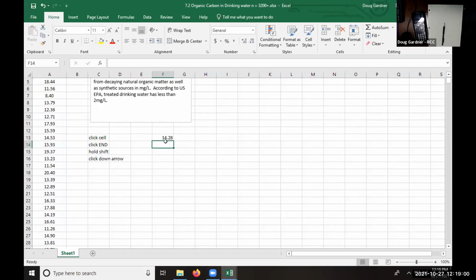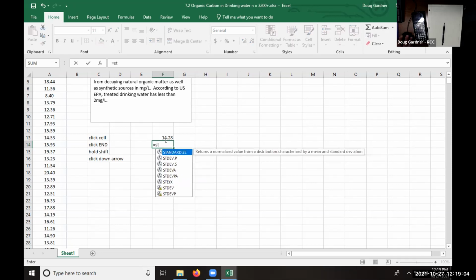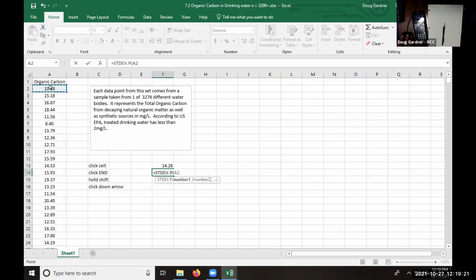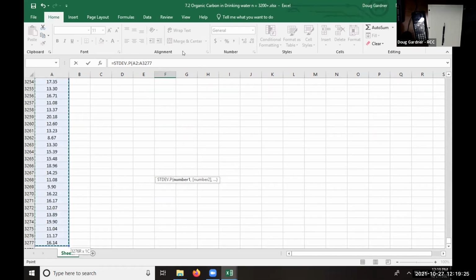I'm assuming this is like every lake in the country or whatever. So I'm going to do a population standard deviation. Although, can you appreciate if you divide by 3,275 or 3,276? Remember, that was the only difference between the population and the sample standard deviation formula. You're almost going to get the exact same answer. Click and shift down. Ooh, baby, that is sweet.